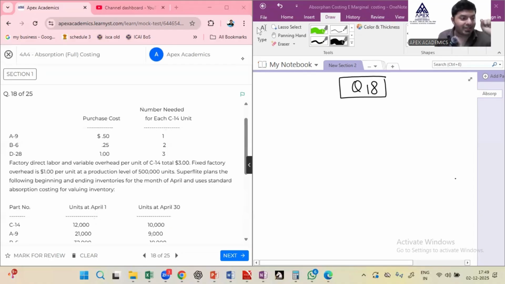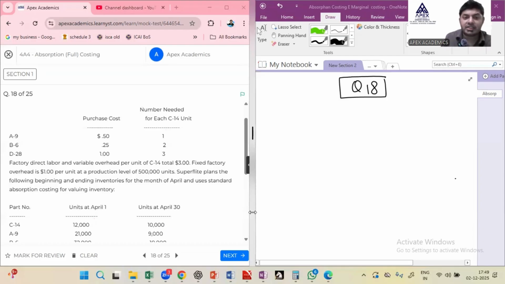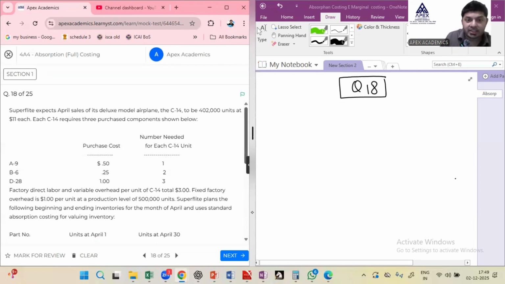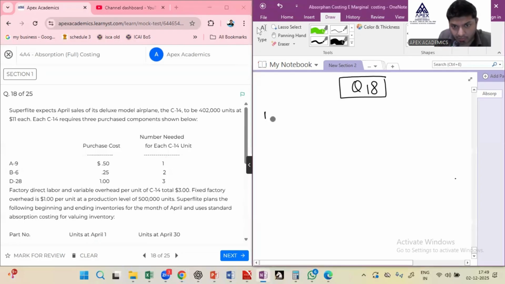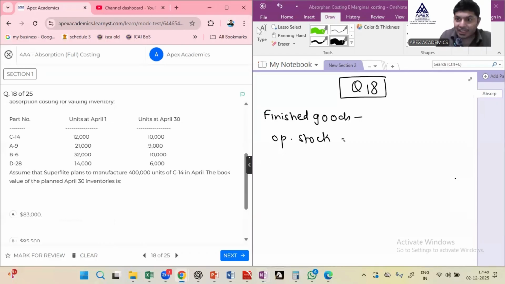Here we need to understand that we are looking at a production level of 5 lakh units. That is what is our fixed overheads. But when we take into consideration, the sales is happening of 4 lakh 2,000 units. So first of all, please try to understand when I talk about my finished goods, please focus. When I talk about my finished goods, C14 is my finished goods. So my opening stock is equal to 12,000 units.